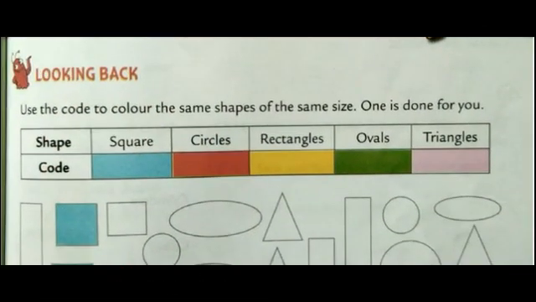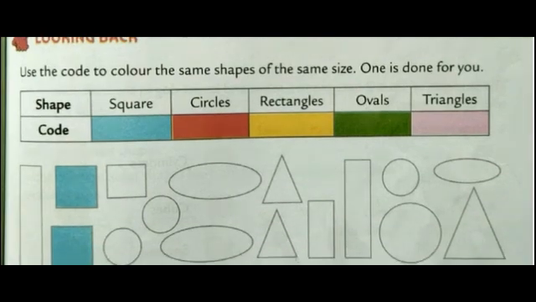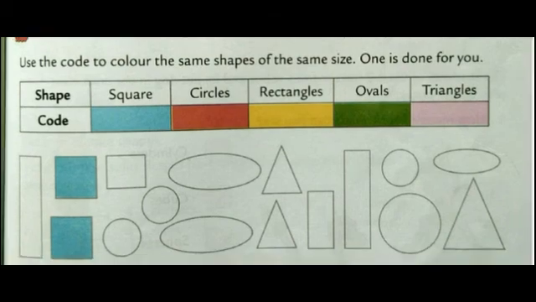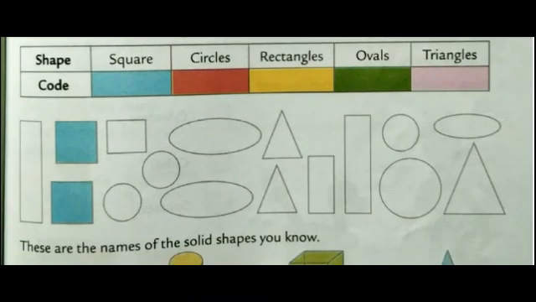Looking back, use the code to color the same shapes of the same size. One is done for you. As we can see, names of different shapes are given to us and the color code is also given to us. We have to color the shapes that are given below according to the correct color code. Scholars, we have already studied about different types of shapes in grade 1. Right? So let's begin now.